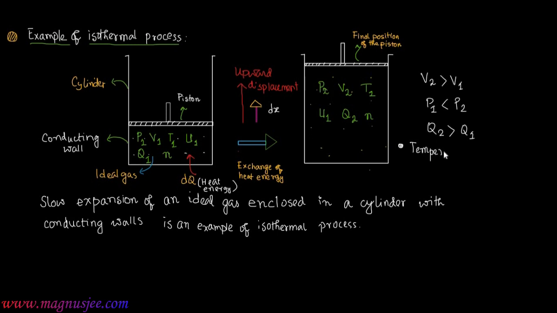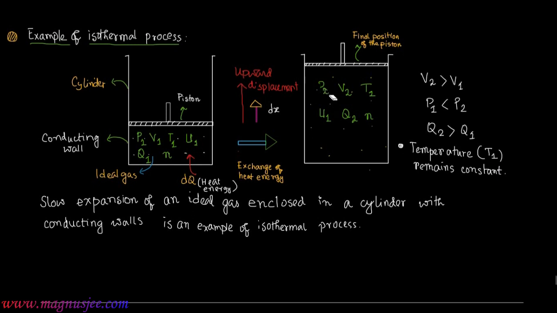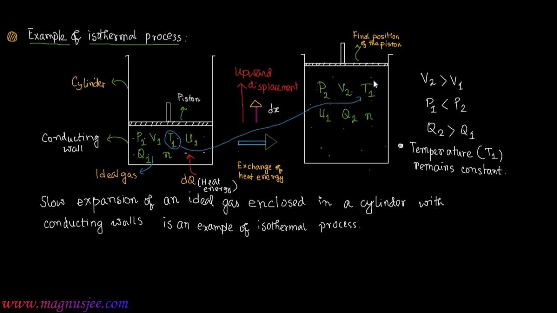And in this case, temperature remains constant. Initial temperature was T1, and in the final state the temperature will be again T1. That's why temperature T1 remains constant in this isothermal expansion. And here P2 is the final pressure of the ideal gas in the final state.